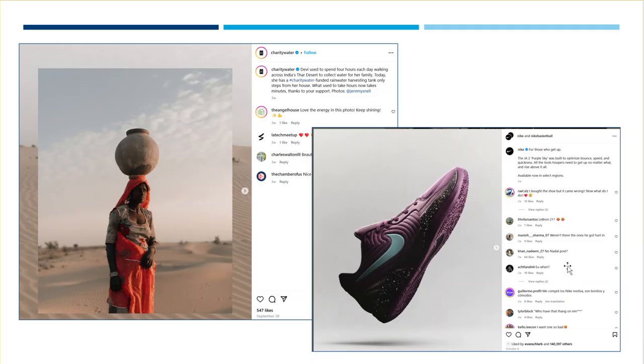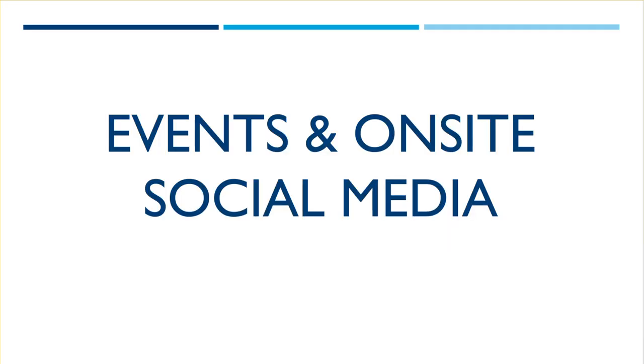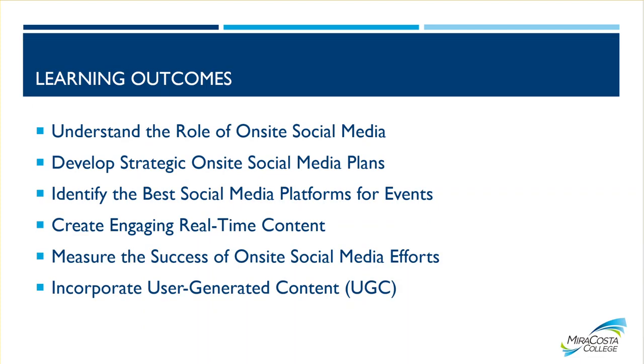All right, so moving on to events and on-site social media. So the learning outcomes for this little module here is understanding the role of on-site social media, develop strategic on-site social media plans, identify the best social media platforms for events, create engaging real-time content, measure the success of on-site social media efforts, and incorporate user-generated content.